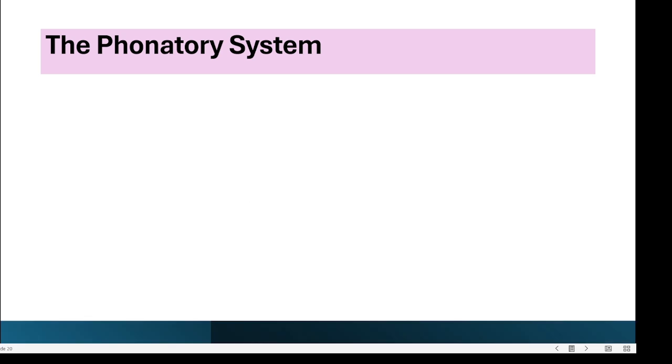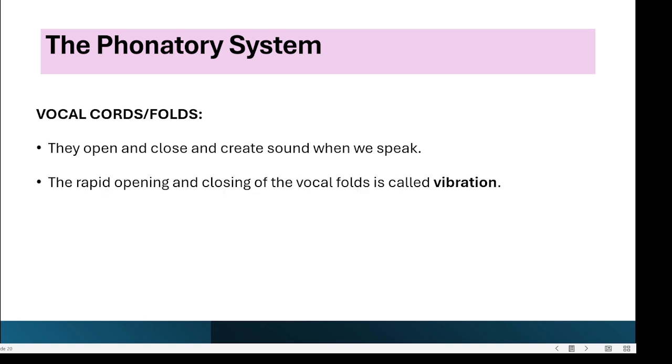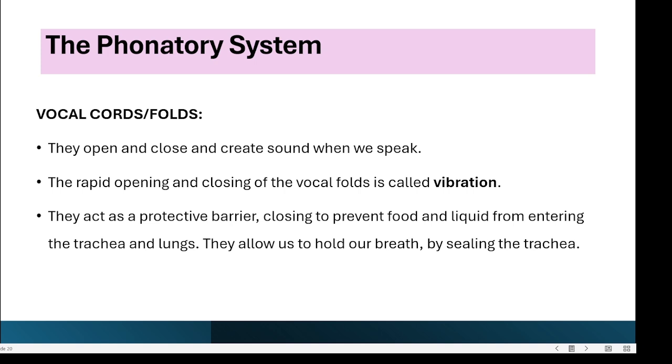Here's some important information about the vocal cords or vocal folds. They open and close to create sound when we speak. This opening and closing is very rapid, and this is what we call vibration. They act as a protective barrier, closing to prevent food and liquid from entering the trachea and lungs. They also allow us to hold our breath by sealing the trachea. The space between the vocal folds is called glottis. Now I'll show you a very short video in which you will see the vocal cords in action.